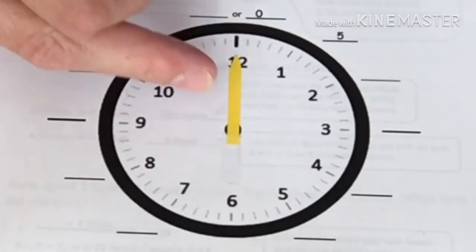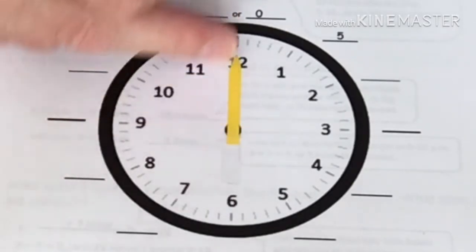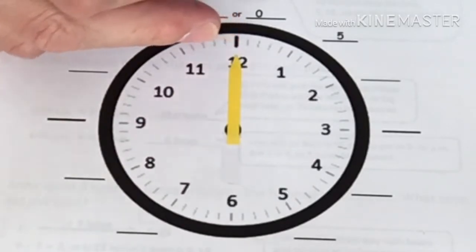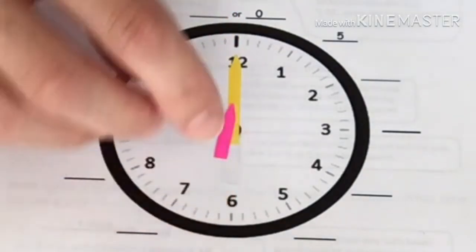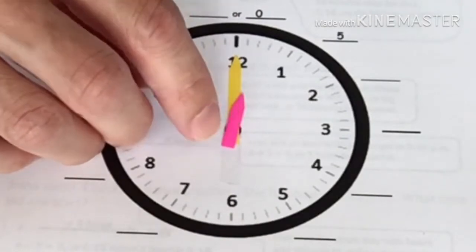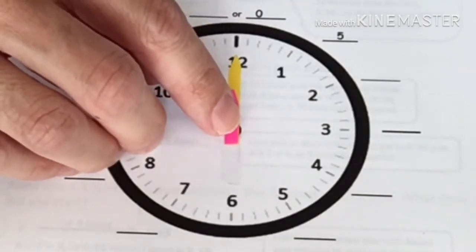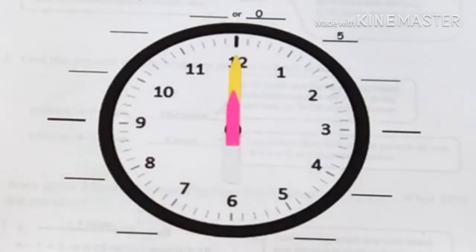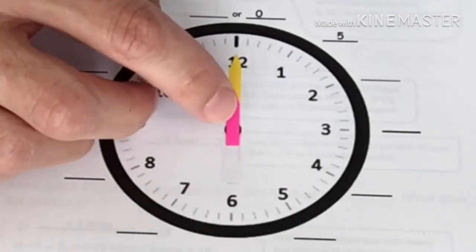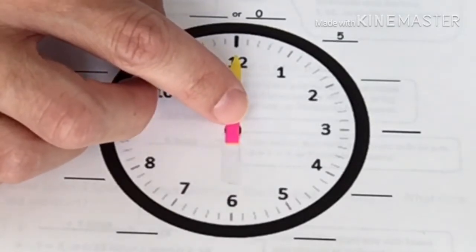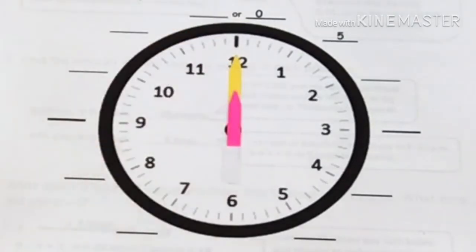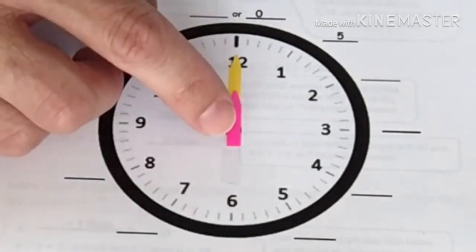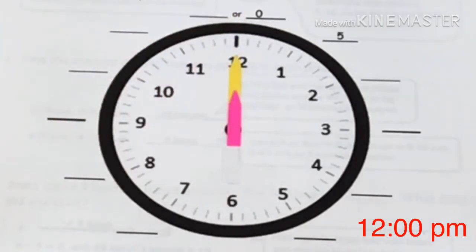And I'm gonna leave it right there pointing at 12 because we're gonna be counting hour by hour. So this pink one, the short one, is the hours hand. And we're gonna start really late at night. So late that it's midnight. And that's 12 a.m. or midnight. You all probably are asleep at that time.